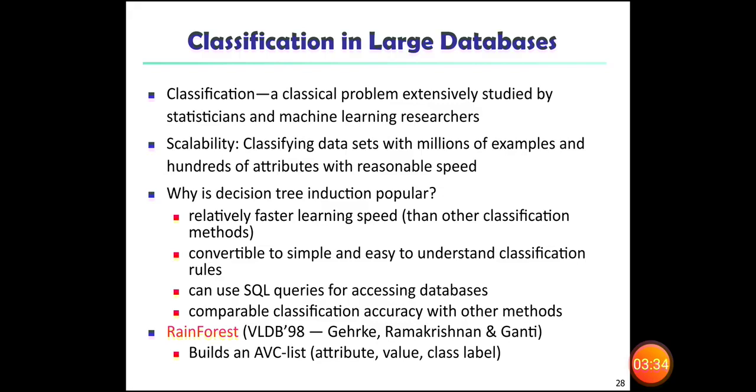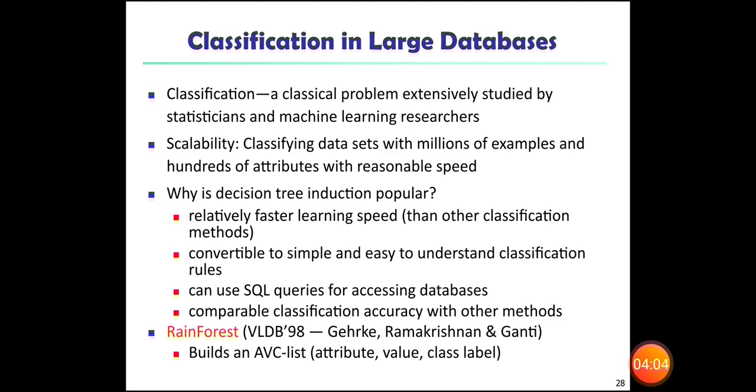The second one is scalability. Scalability, in the sense that we apply the classification to a large data set with millions of examples and hundreds of attributes with reasonable speed. So we can apply this classification in a large database with reasonable speed. By that we can scale our classifications.